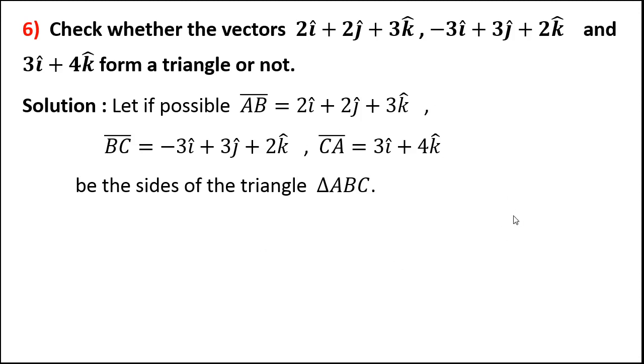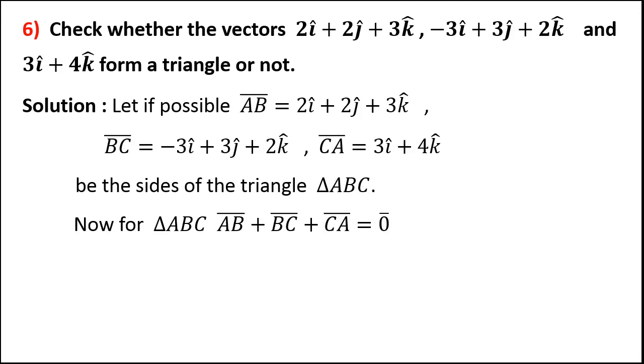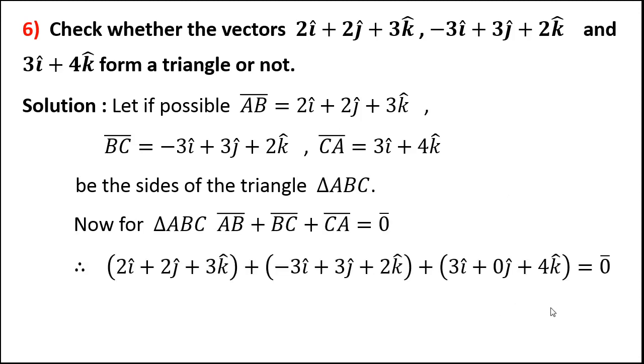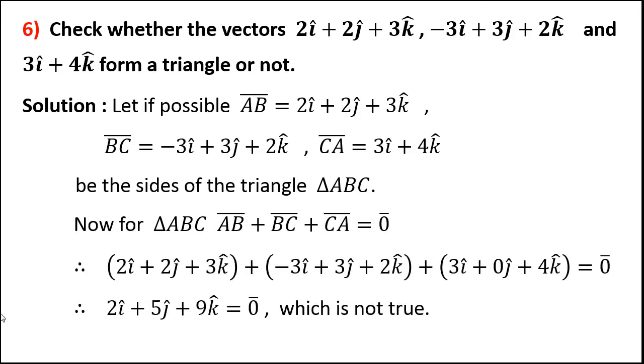Now we have the triangle law. By the triangle law we get this equation, and therefore we get 2i plus 5j plus 9k is equal to 0, which is not true. How can this vector be equal to 0? This is not the zero vector, and therefore our assumption that the points form a triangle is wrong, and they do not form a triangle. So the given vectors do not form a triangle.